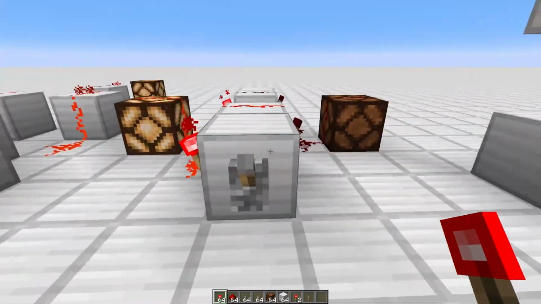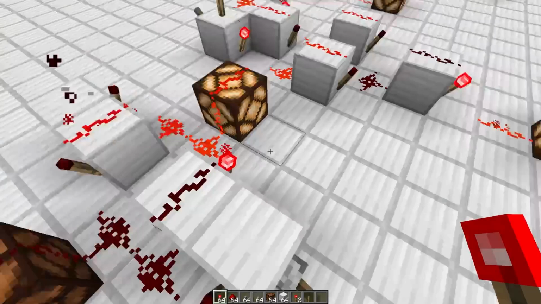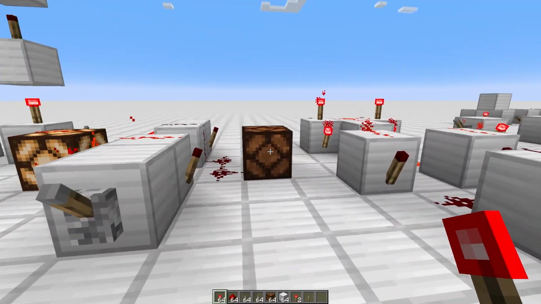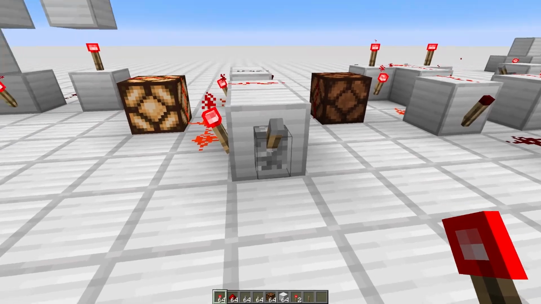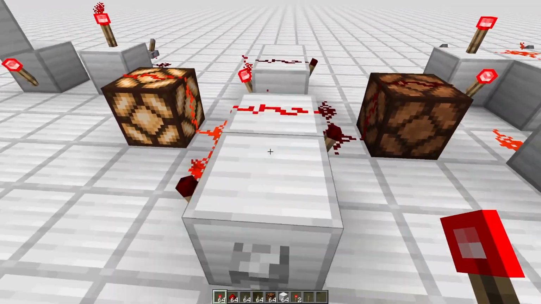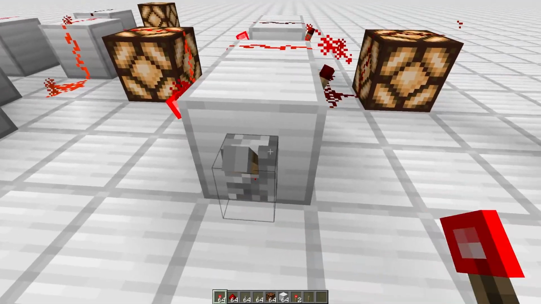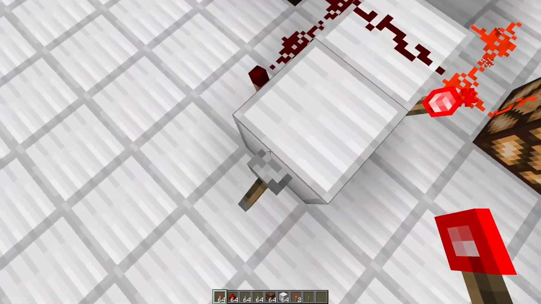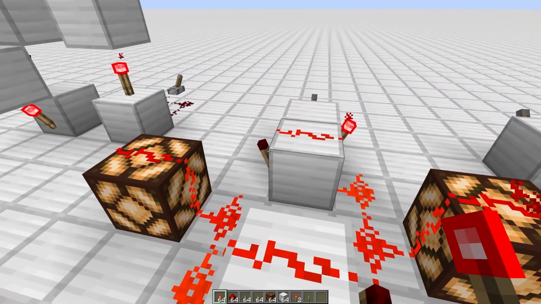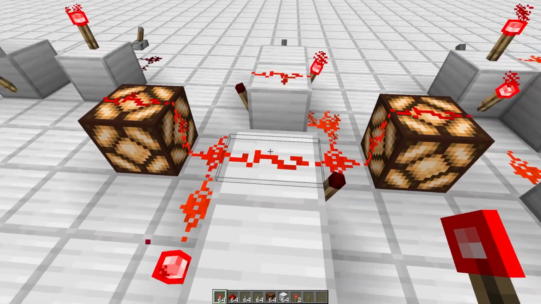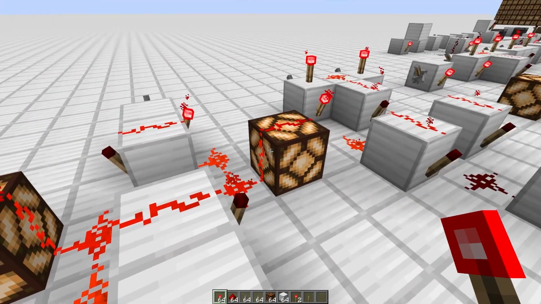However, if I go ahead and leave this down, as soon as I unlatch this side, you can see that side updated and did turn off. So that's how that works. And then it locked this side. Again, I've never used this. I don't know what it would be useful for, but it is another piece of circuitry you can build in Minecraft, so I thought I would cover it.